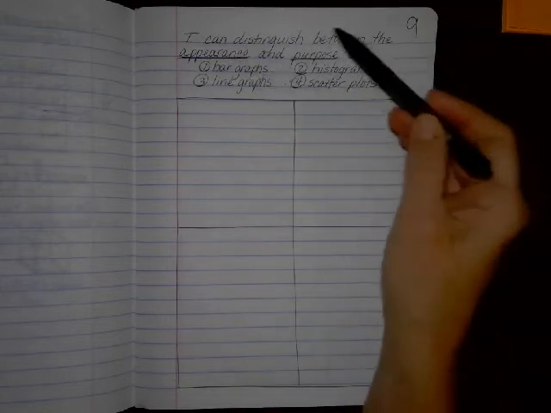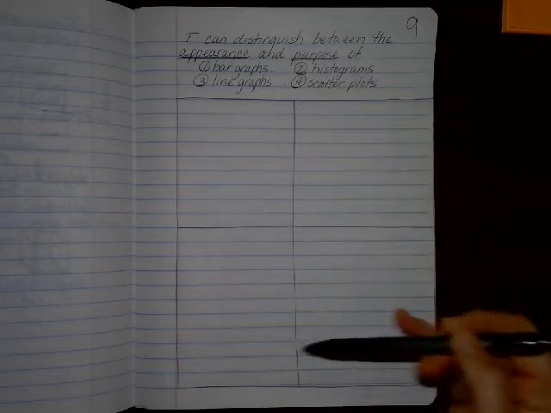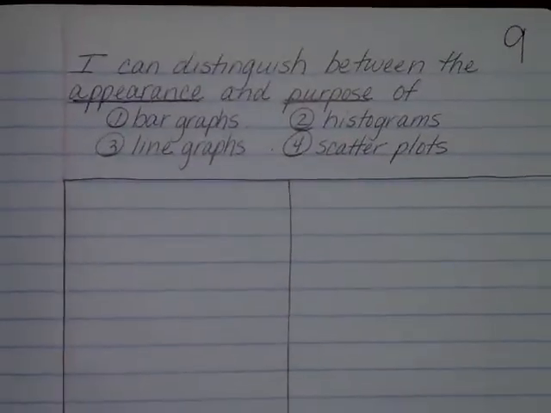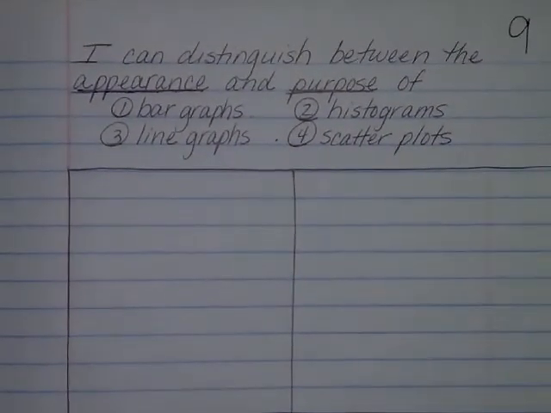So when we pause, you need to get your I can statement, and you need to set up the rest of your page into 4 squares. Give yourself plenty of room, so use up the whole rest of your page. And we'll zoom in, and then you can pause to get your I can statement.